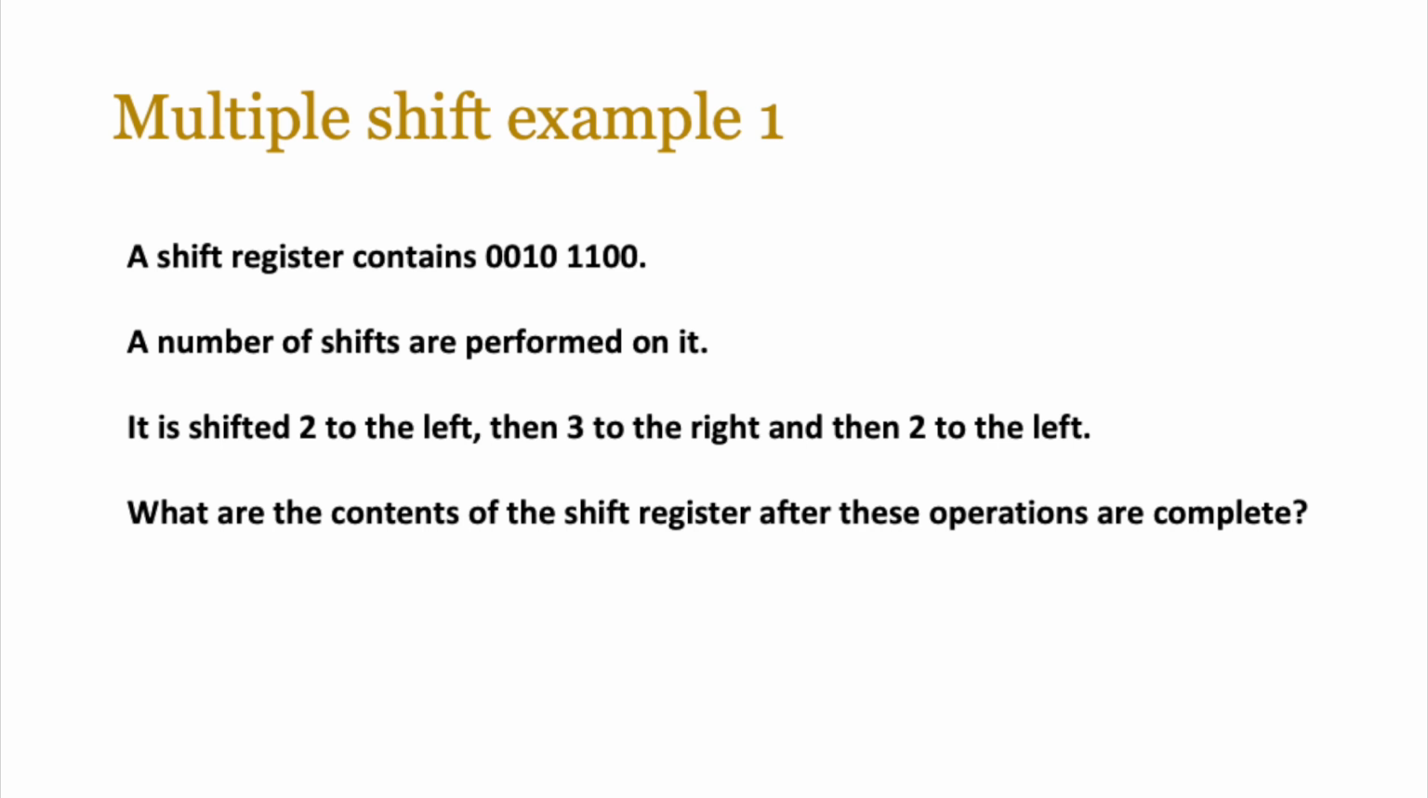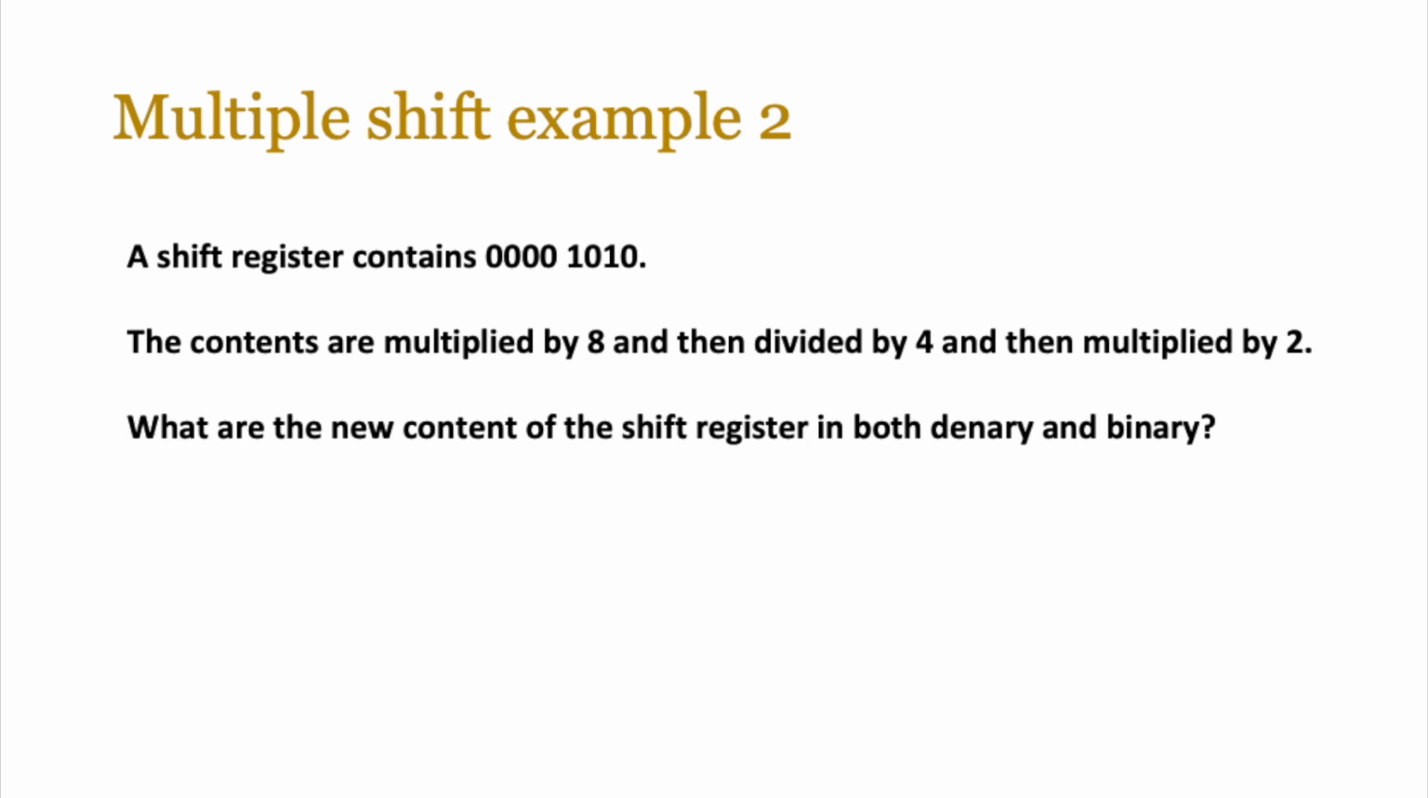Now, in order to do that, you can do it individually, or you can just work out the collective difference. So 2 to the left, 3 to the right, 2 to the left. So there's 4 to the left and 3 to the right. That means 4 minus 3, that means 1 to the left. So that means this will be multiplied by 2. So we just shift everything 1 bit to the left. So in this case, the answer will be 0101 1000. You can also do that in another way.